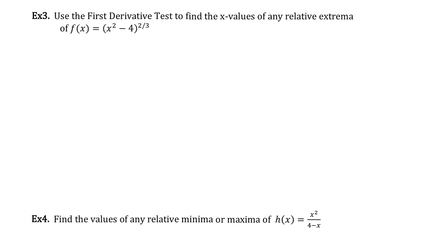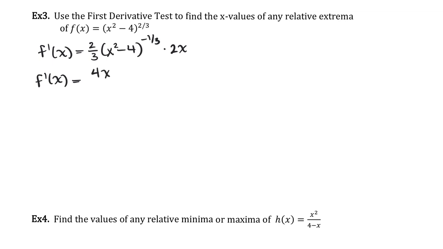I need the derivative first. Okay, so I'm going to bring down the 2/3. I'm going to lower this to negative 1/3 and then chain rule times 2x. I think I'm going to rewrite this to make it easier for myself. So 2 times 2x, that's going to be a 4x. At the bottom, I've got a 3, and then the 1/3 power is the third root of x squared minus 4, although you could leave it as x squared minus 4 to the 1/3 if that makes it easier for you to solve. Okay, let me see.